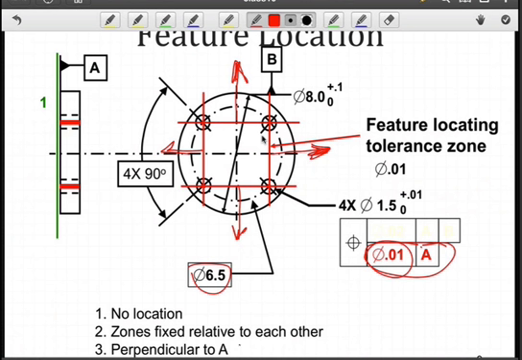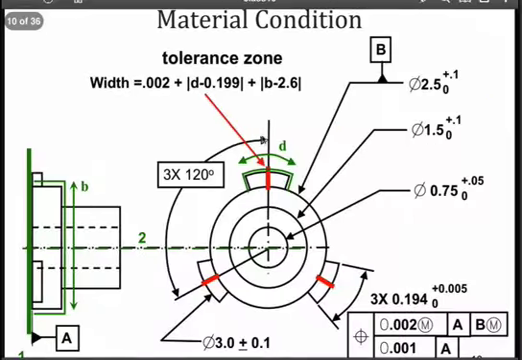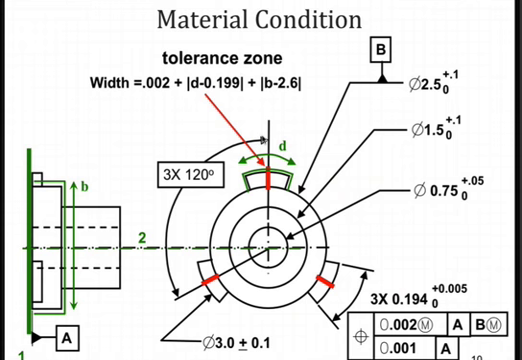My only constraint is they have to be perpendicular to A, and they have to be fixed relative to each other. But for the pattern itself, there's no location constraint. Here we've got the use of material condition as we've seen before, and we see a 3-tab pattern here where I've got a tab feature and 3 of them. What we're trying to do is control the position of those.